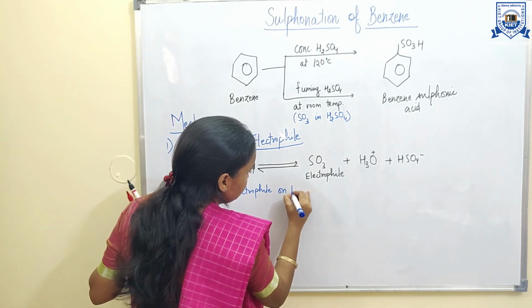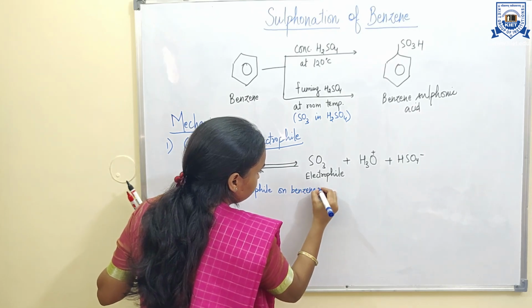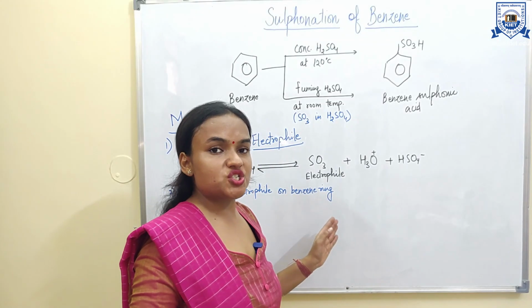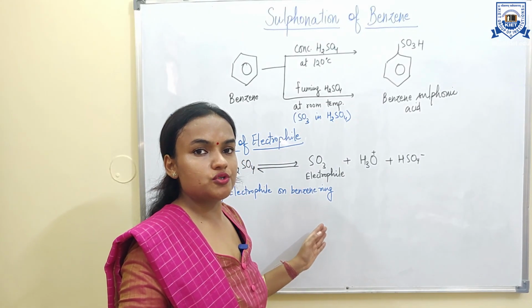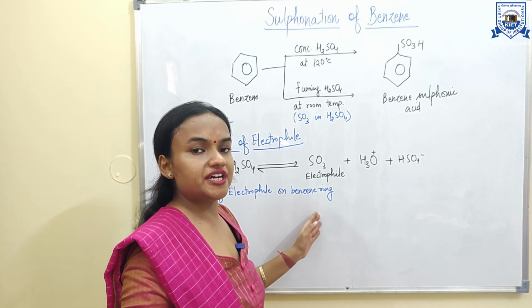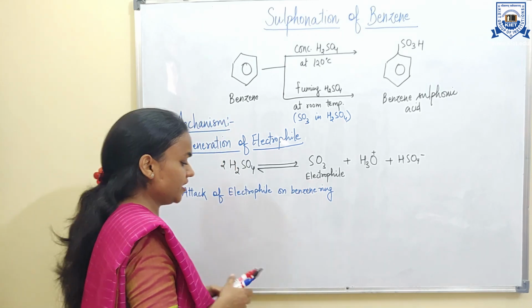The next step is the attack of the electrophile on the benzene ring. Since the benzene ring has a pi electron cloud, it is electron rich, therefore it is susceptible to electrophilic attack.